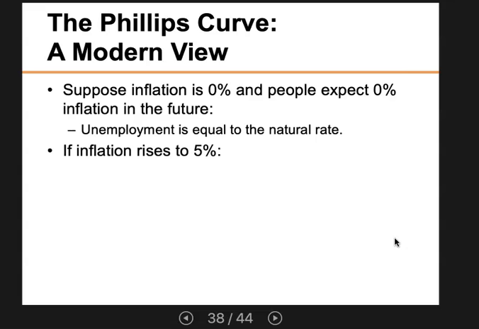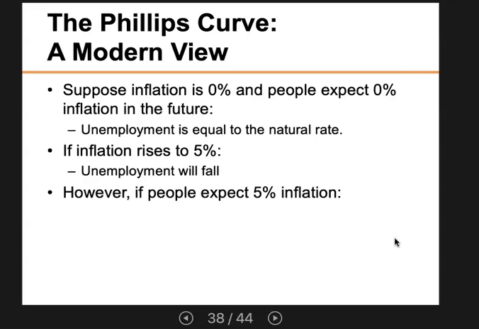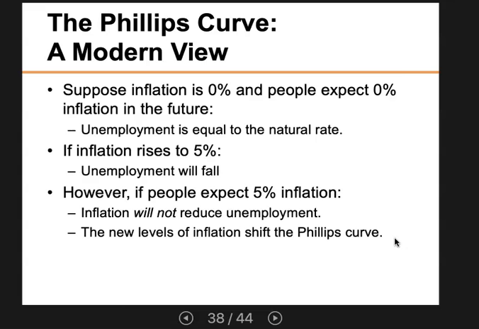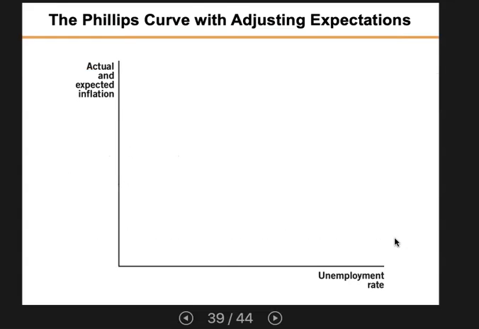Now, next step, we're going to say, okay, what if the inflation rate rises from 0 to 5%? What's going to happen? Definitely, unemployment is going to fall, right? However, if people expect 5% inflation, then inflation will not reduce unemployment. The new level of inflation then shifts the Phillips curve, and we are going to see that right away. Here we go.